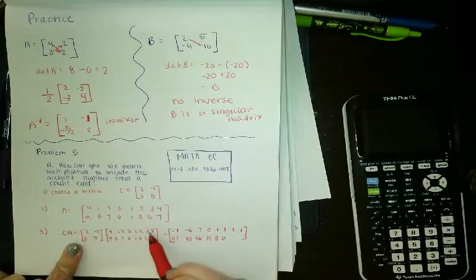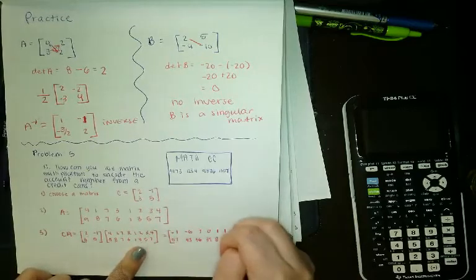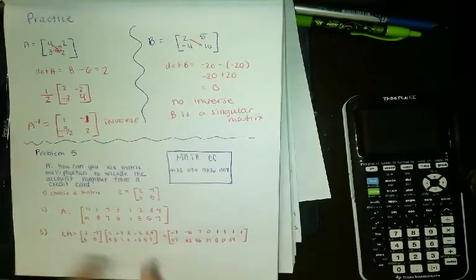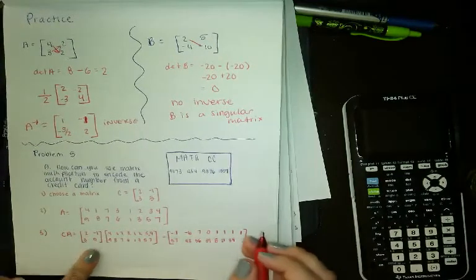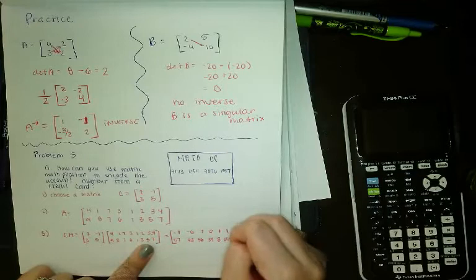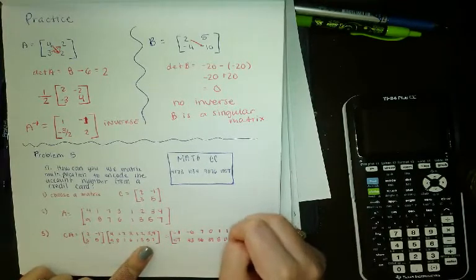3 times 3 is 9, and 5 times 5 is 25. So 9 plus 25 is 34. 3 times 4 is 12. 5 times 7 is 35. So 12 plus 35 is 47.